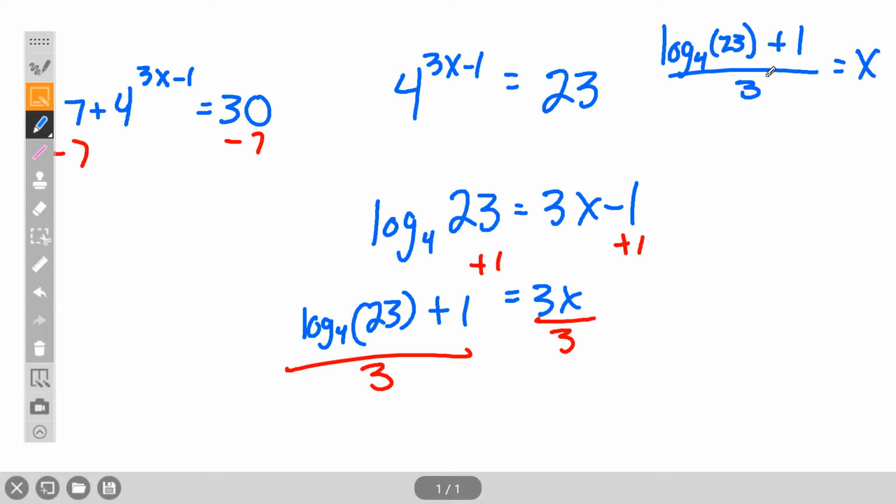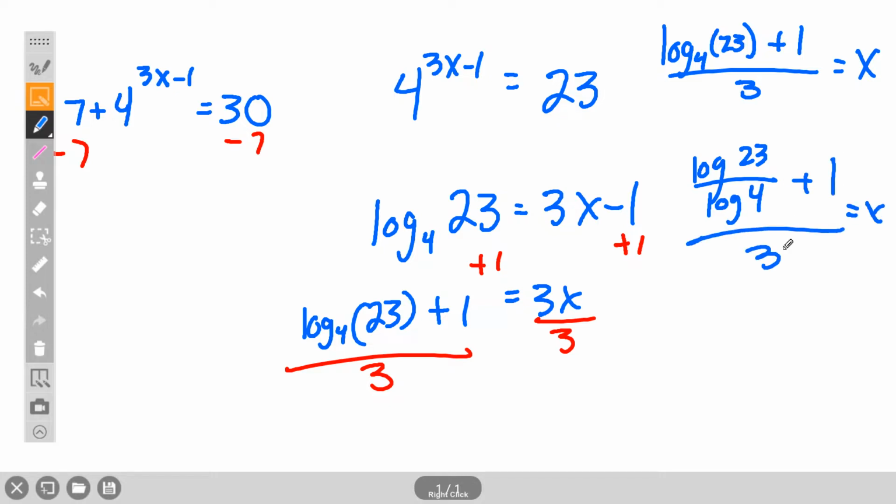Now log base 4 of 23 needs to be done using the change of base formula, common log of 23 over common log of 4, and plus 1 to that, and then divide by 3, and that will give us our solution. So let me do that. Common log of 23 over common log of 4, and then add 1 to that, divide by 3. So our solution, 1.0873.